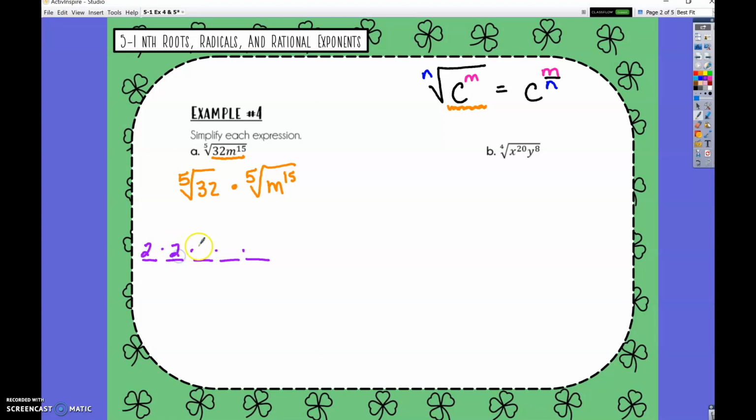Well, maybe you remember from previous examples that 2 times 2 is 4, times 2 is 8, times 2 is 16, times 2 is 32. That means our answer to the 5th root of 32 is 2.